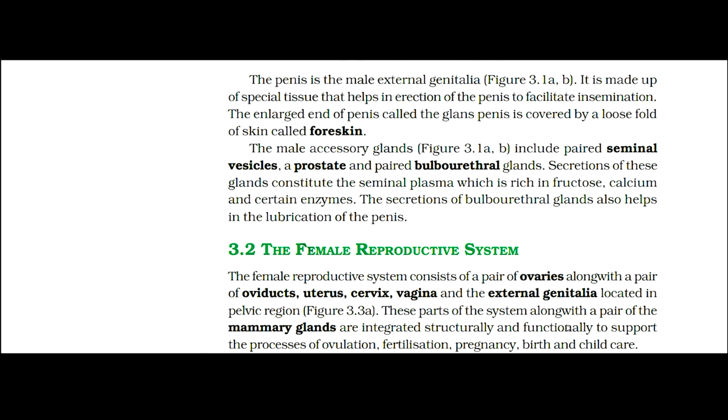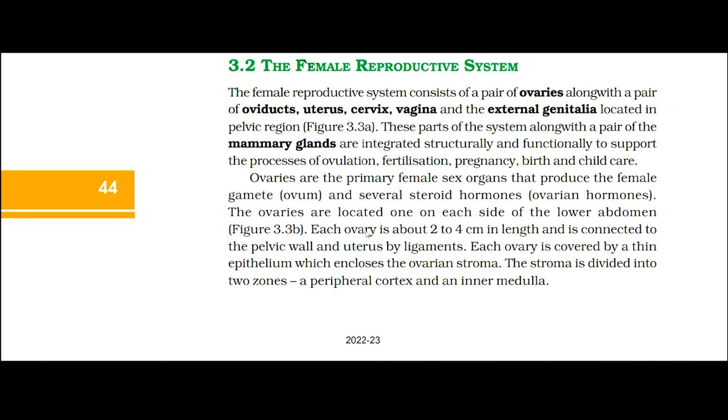Ovaries are the primary female sex organs that produce the female gamete, which is ovum, and several steroid hormones, which is ovarian hormones. The ovaries are located one on each side of the lower abdomen, which is given in figure 3.3b. Each ovary is about 2 to 4 cm in length and is connected to the pelvic wall and uterus by ligaments. Each ovary is covered by a thin epithelium which encloses the ovarian stroma. The stroma is divided into two zones, a peripheral cortex and an inner medulla.